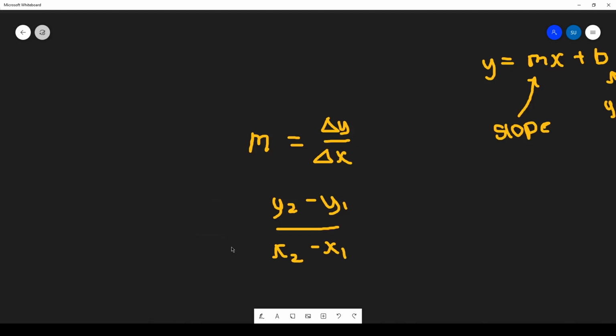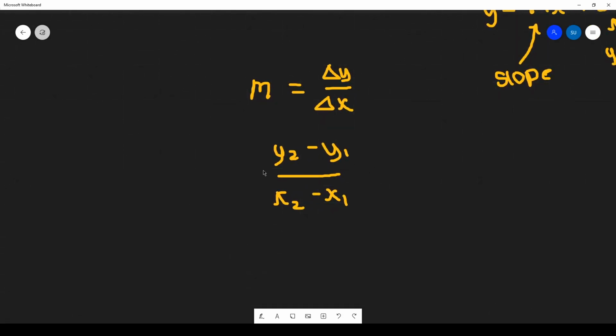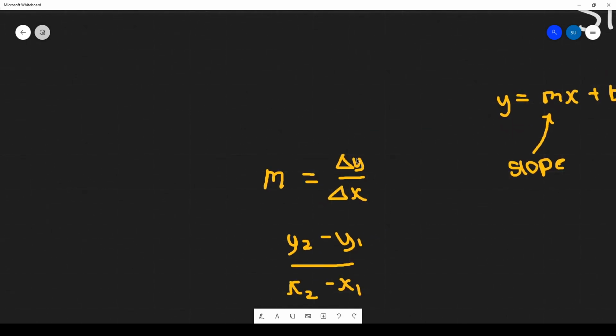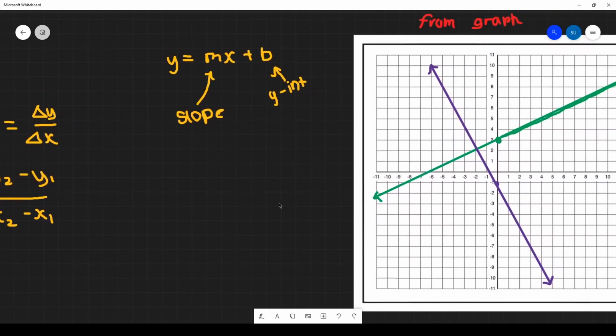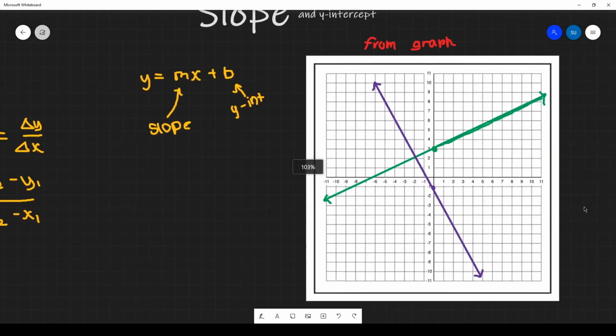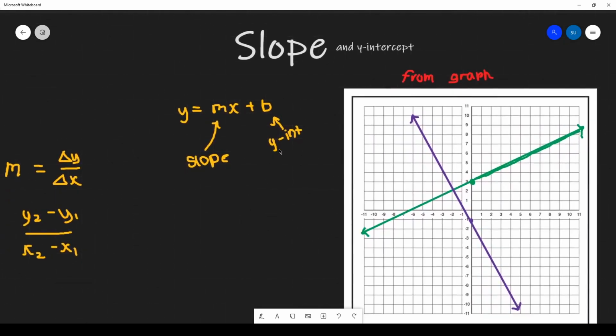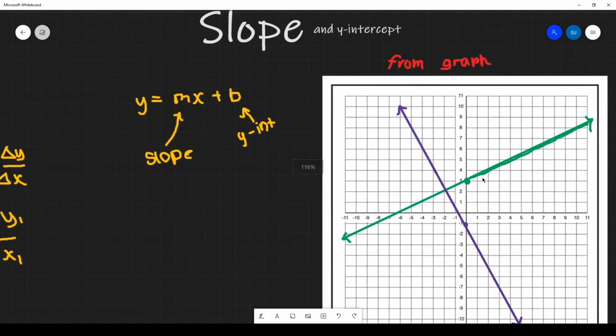This can also be written as y2 minus y1 over x2 minus x1, or you could literally just write change in y over change in x, but we're going to be referring back to this one because this is the most efficient way to write this formula. So that's how to calculate the slope. And when you're looking at a graph, the way to calculate the y-intercept is very easy. You just look where the graph intersects it.